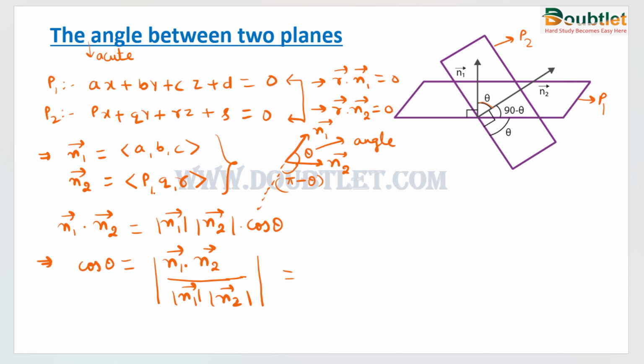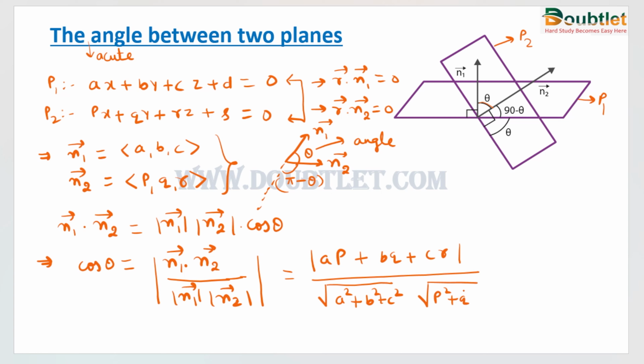Now if we solve this further, we have the n1 vector and the n2 vector. To find the dot product, we multiply the corresponding coordinates x, y and z. So it is ap plus bq plus cr, divided by the magnitudes. To find the magnitude of n1, we square and add the terms: a square plus b square plus c square, multiplied by p square plus q square plus r square. So this is the value of cos theta.